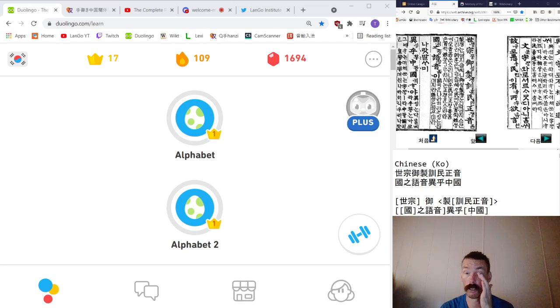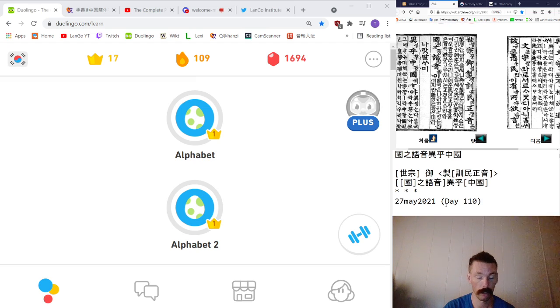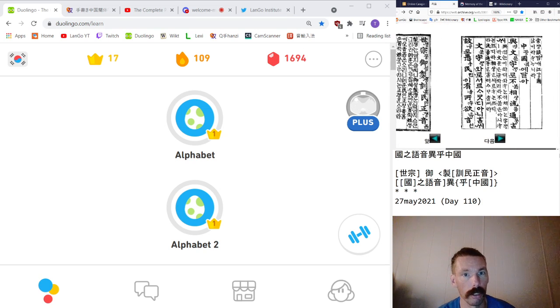Well, before we go on, let's look a little bit at the meaning and structure there. Oh. This zhi is a possessive marker. The country's 语音, speech sounds, 一壶中国, differ from China. China's, I suppose, understood. The sounds of Korean are different from the sounds of Chinese, is the meaning. Good place to start. And now let's go to the second page.